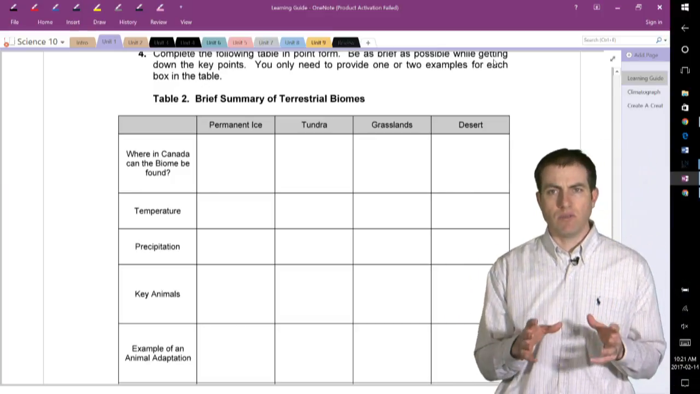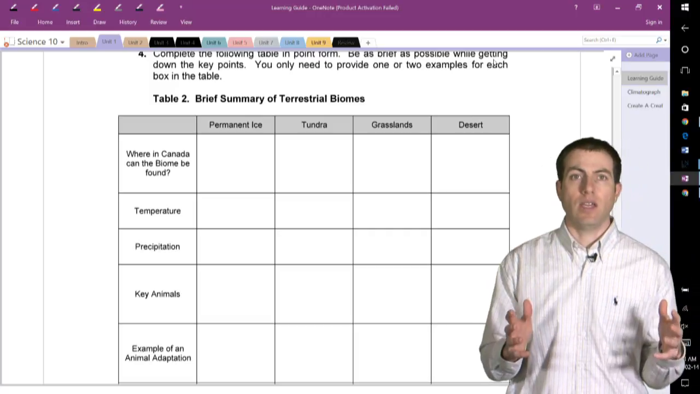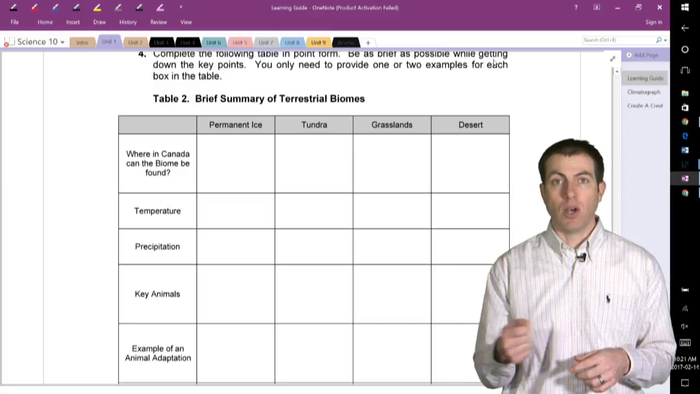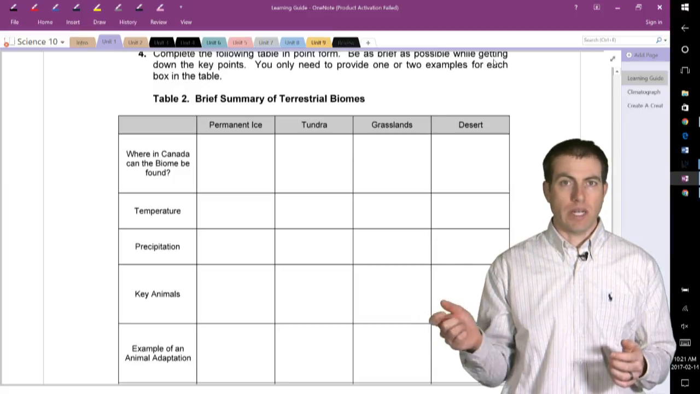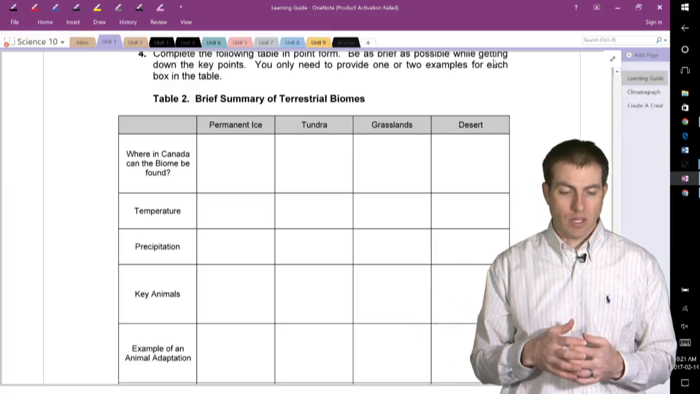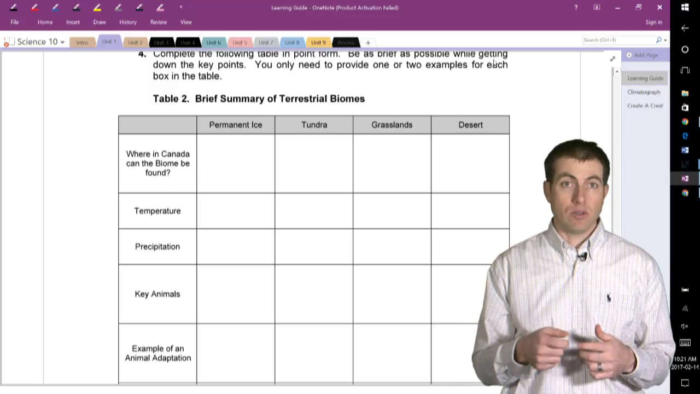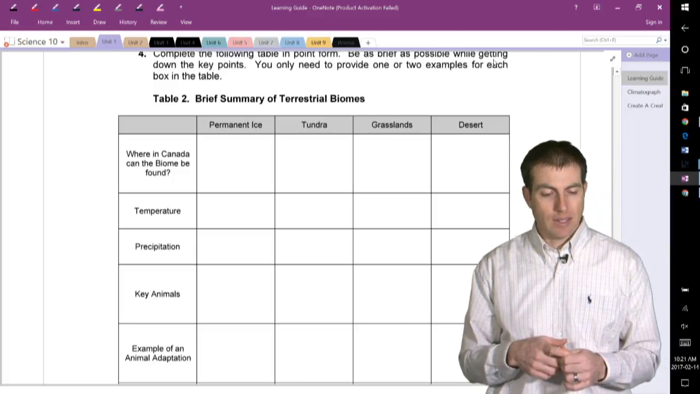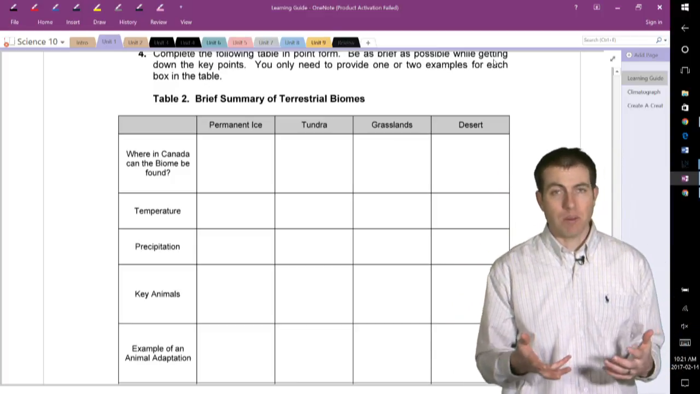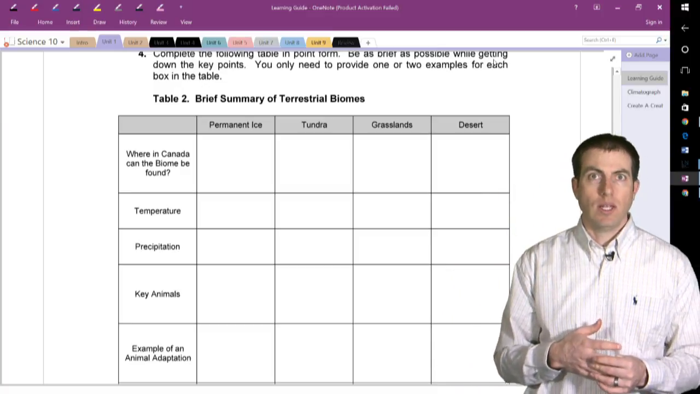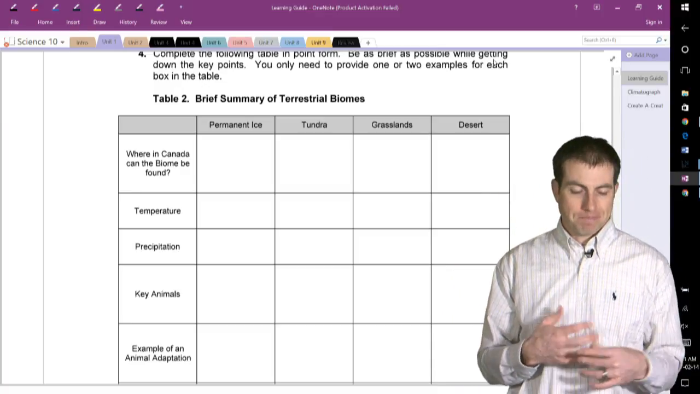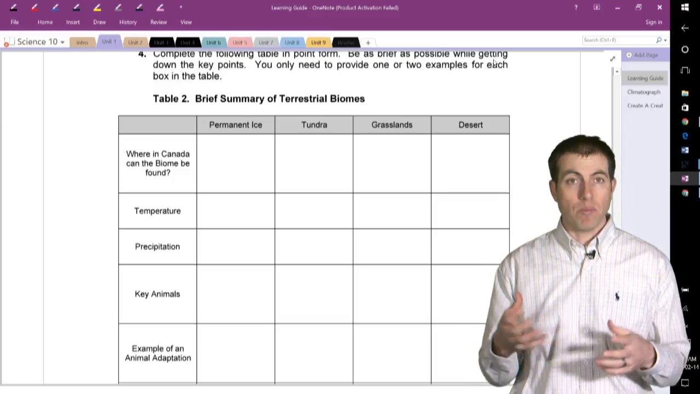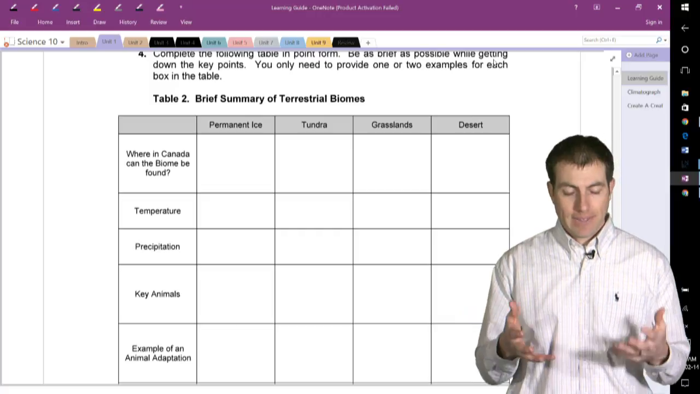So these are obviously very small boxes. I'm not expecting an essay for each one. Just a few words. Temperature, permanent ice. You could put like below -5 degrees Celsius year round. Precipitation, you could put in values like, 0 to 20 millimeters per month, something like that. Animals, examples of adaptations of animals. So animals that live in the permanent ice, what's special about them? They either have really thick fur to stay warm, thick layers of fat to stay warm, things like that.